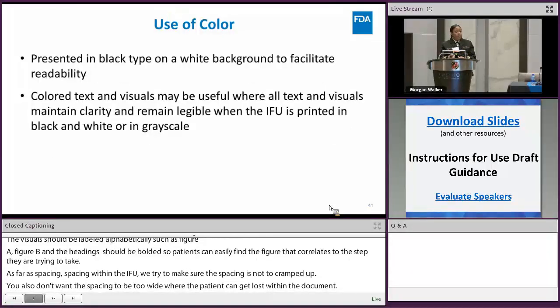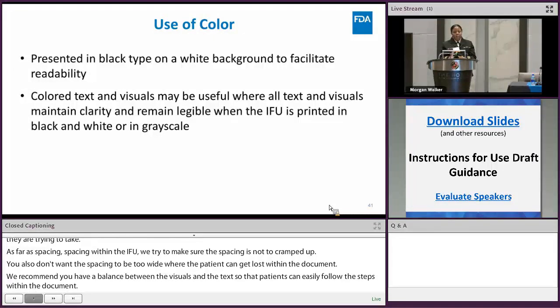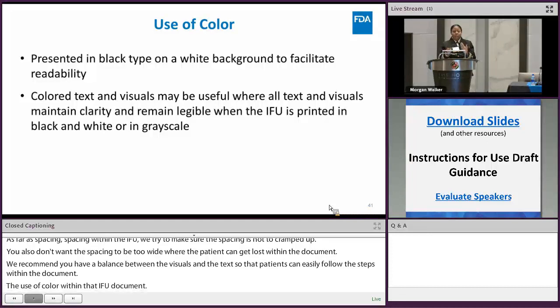The use of color within the IFU document. Colored text and color visuals are great within the IFU because it helps patients easily match what they're seeing on the document to what they have in their hand or what they have in front of them. As far as the text, it's typically a black type font on a white background.